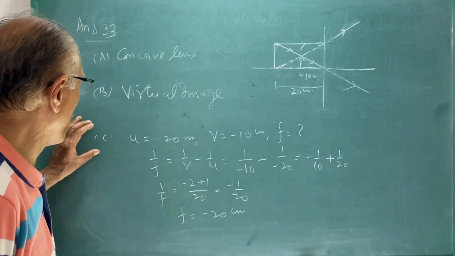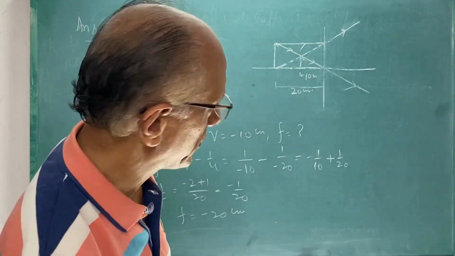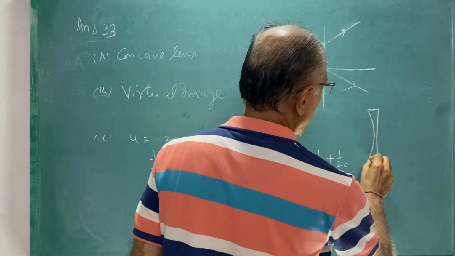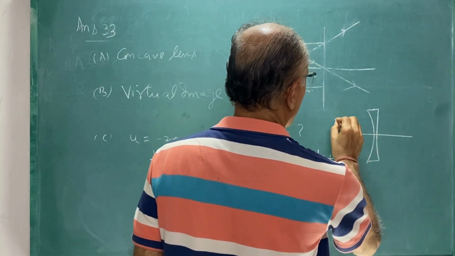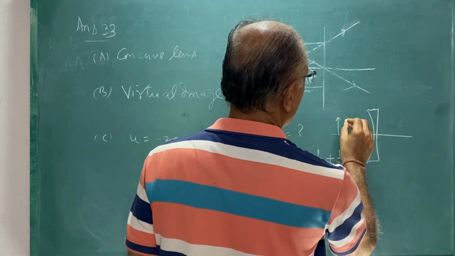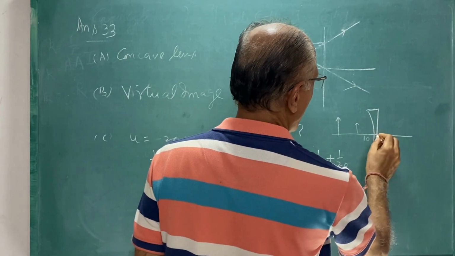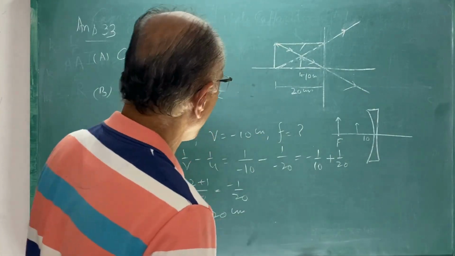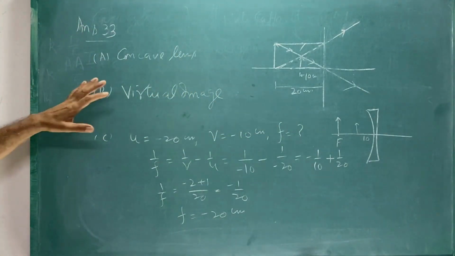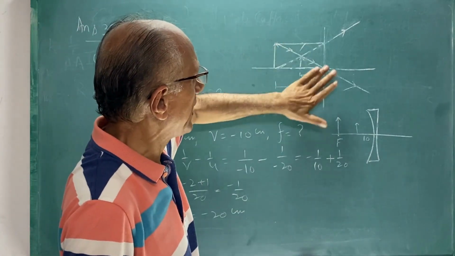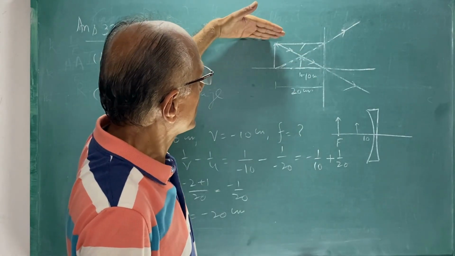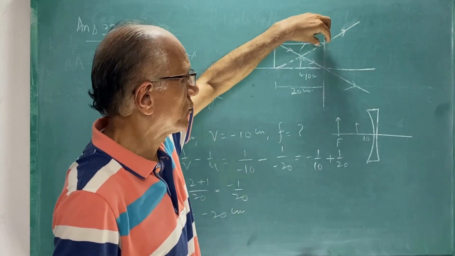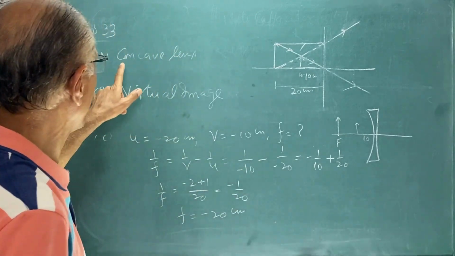That means the focal length of this lens, so this lens is a concave lens, and here the object is at 20 centimeter, image at 10 centimeter, and the focal length is again 20 centimeter here. Just see, let us look once again. We have to identify the optical instrument. So this is the object. The rays are parallel rays. They are being diverted or diverged. So it is a diverging lens. So concave lens.